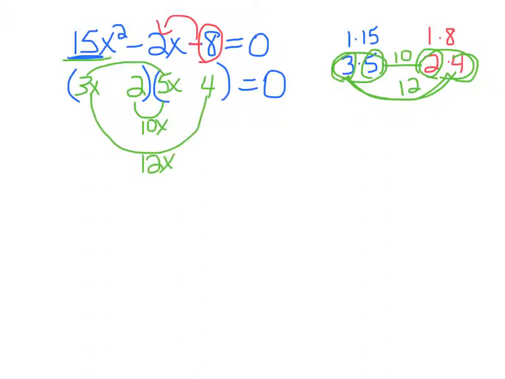Okay, yes, I subtract because we need a negative 2, which means that the 12x has got to be negative, and the 10x has got to be positive. So we're going to make this positive and this negative. Okay, so let's double check that.